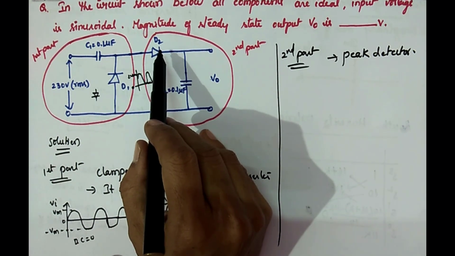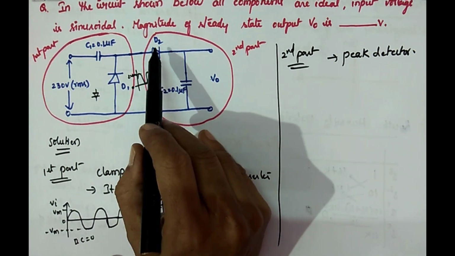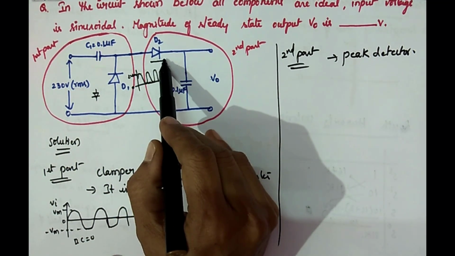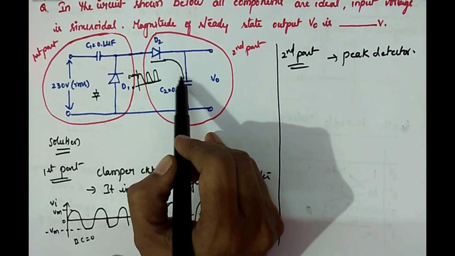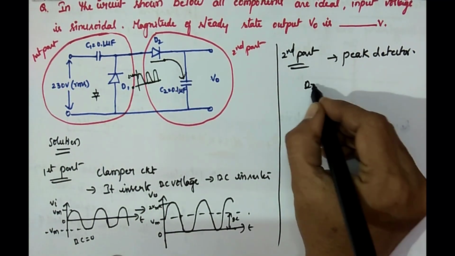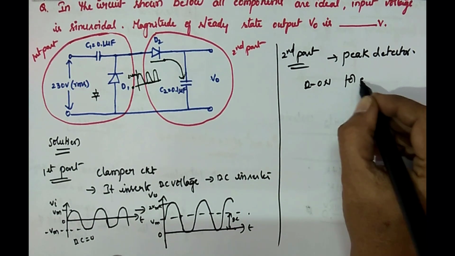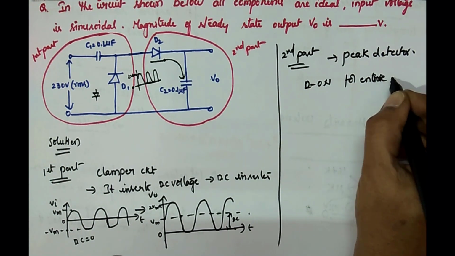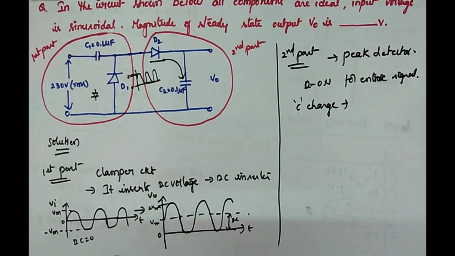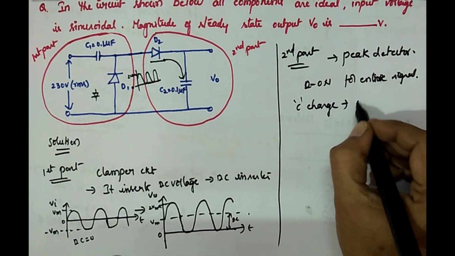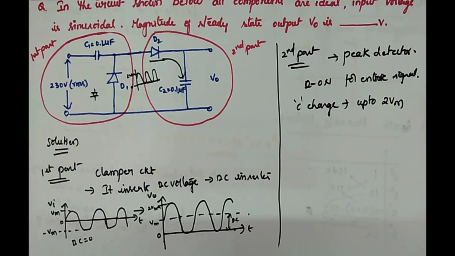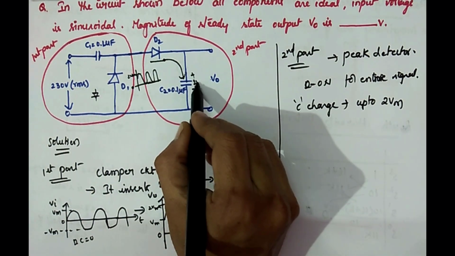The diode is always in forward bias because the diode is ideal. When the diode is in forward bias, it acts as short, so the same current goes to the capacitor. Now the capacitor will charge, since the diode is on for the entire signal. Capacitor will charge up to 2 Vm. Now the voltage across the capacitor is 2 Vm.